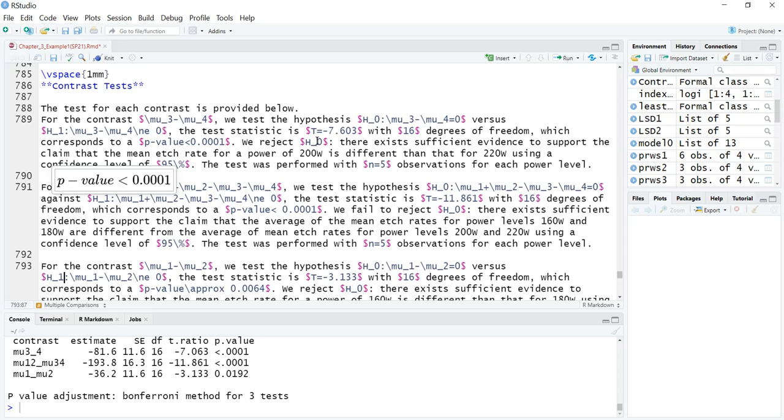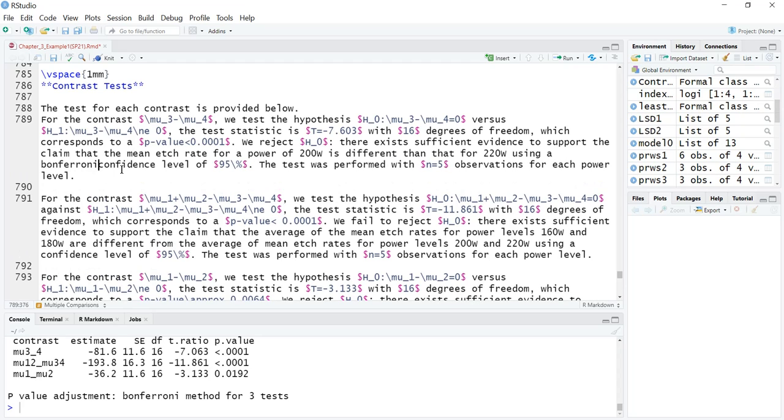So therefore, we reject H0, that's our decision, and then our conclusion, there exists sufficient evidence to support the claim that the mean etch rate for a power level of 200 watts is different than that for 220, using a Bonferroni adjusted or experiment-wise confidence level of 95%. The test was performed using n equals 5 observations for each power level, and Bonferroni is capitalized. Okay, and so then I do the same for the others.